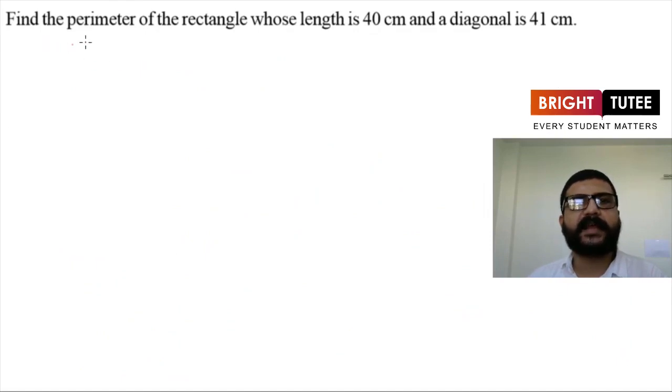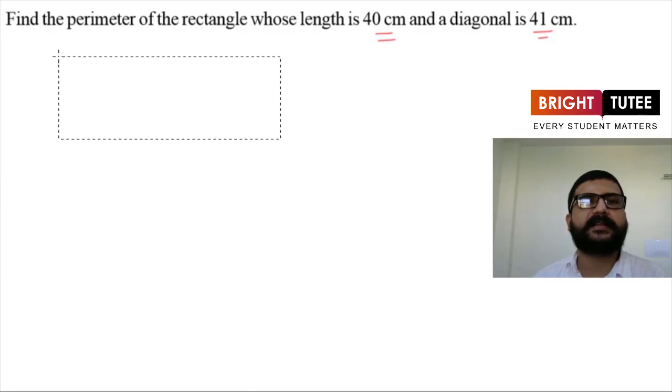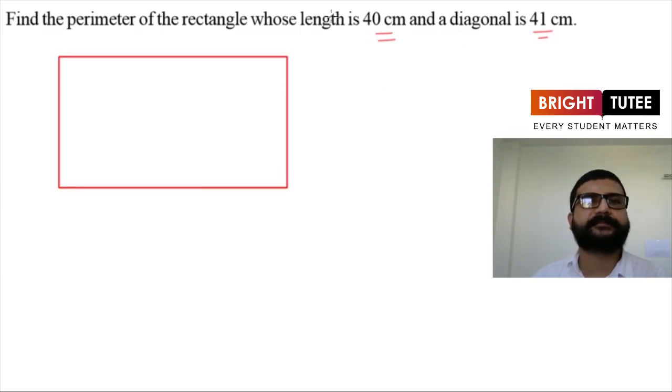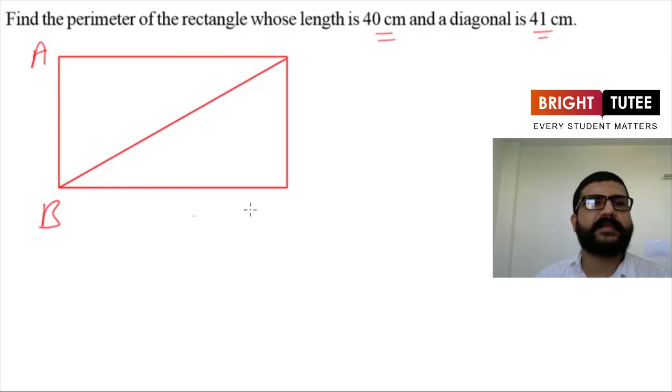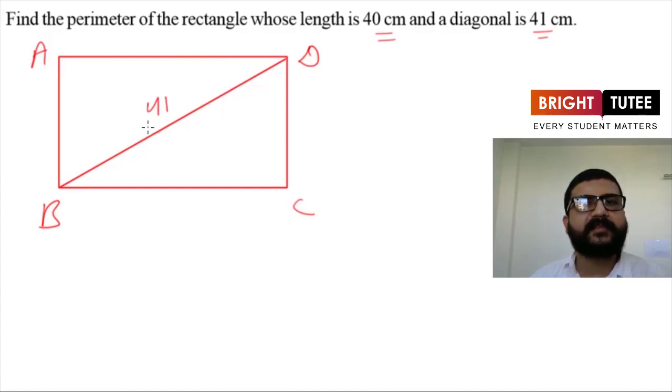The question is, find the perimeter of the rectangle whose length is 40 centimeters and a diagonal is 41 centimeters. So here we are having a rectangle. Let's draw a rectangle first. Let's say here is the rectangle, and diagonal is given as 41 centimeters. So let's name this rectangle as ABCD. Now the diagonal BD is equal to 41 centimeters. Even if we will take diagonal AC, that will also be 41, because in a rectangle diagonals are equal.